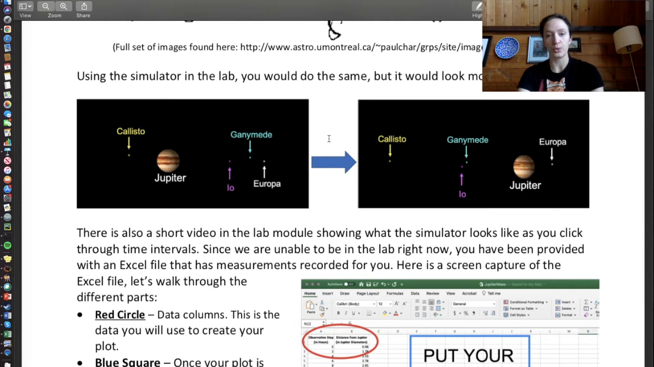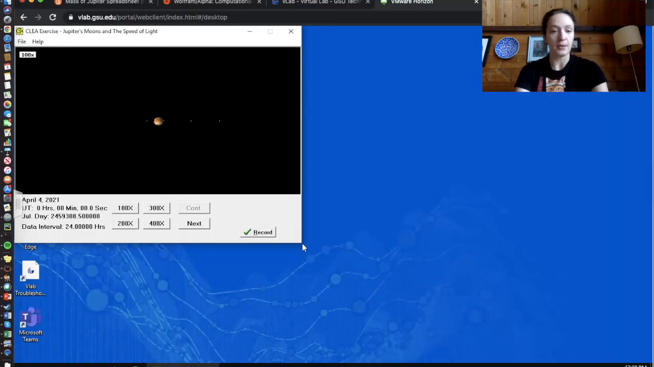I'm going to show you really quick what the simulator looks like, just to give you some background information about how we got this data. Okay, here I am. I'm back. I've got the simulator pulled up. I'm using the VLab software again, so you're all familiar with that. But this is what it would look like if you were doing it on the lab computers.